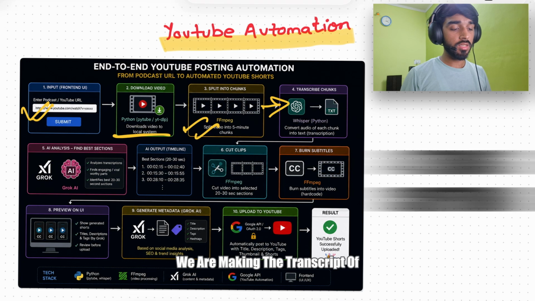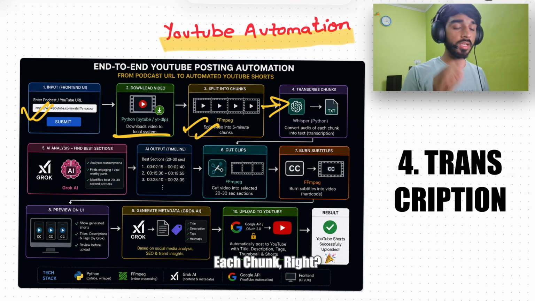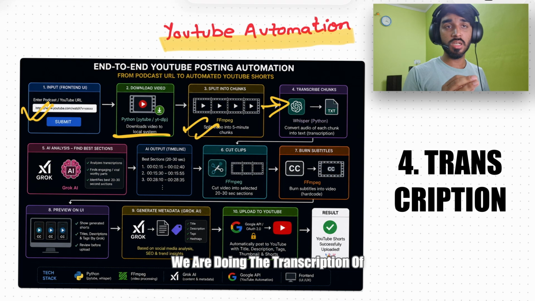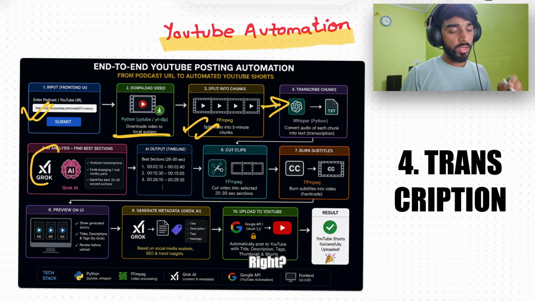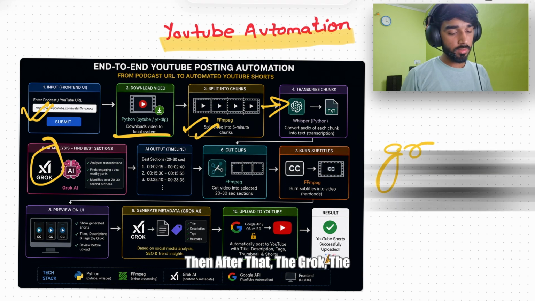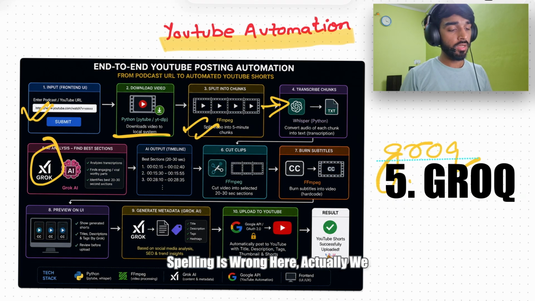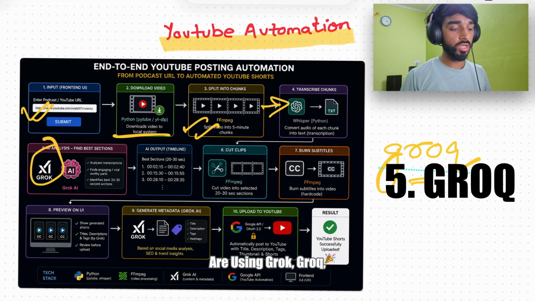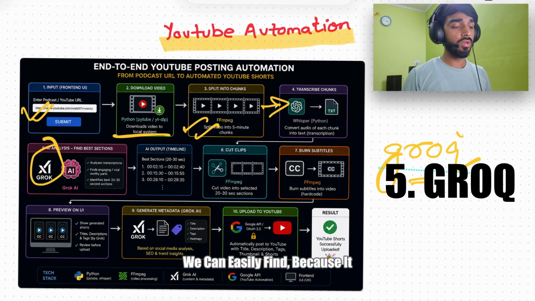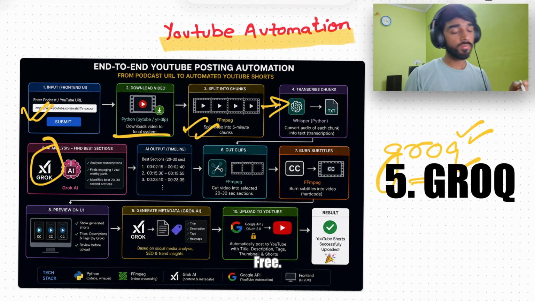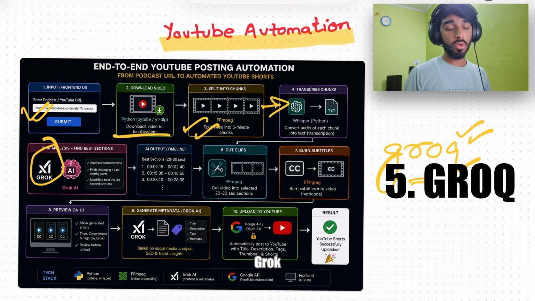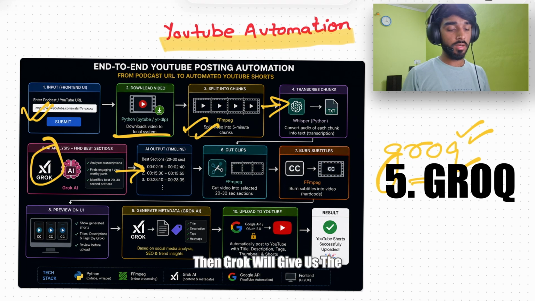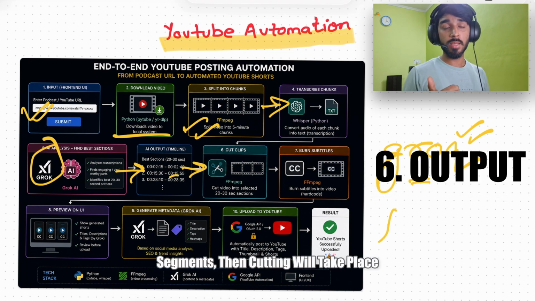Then we are making the transcript of each chunk. Each 5-minute chunk, we are transcribing through the Whisper API that we have installed locally. Then after that, we use Groq. The spelling is wrong here; actually we are using Groq, G-R-O-Q. You can easily find it, because it's open source and it is free. That is why we are using Groq right here. We give all the transcript to Groq, and Groq will decide which part is the best for short form video. Then Groq will give us the output in terms of time segments.